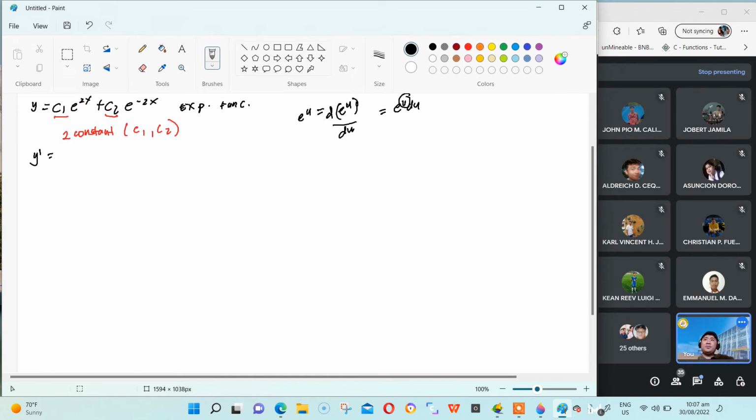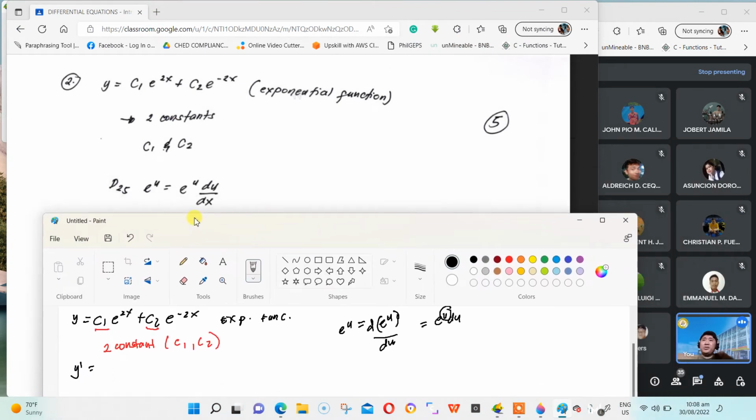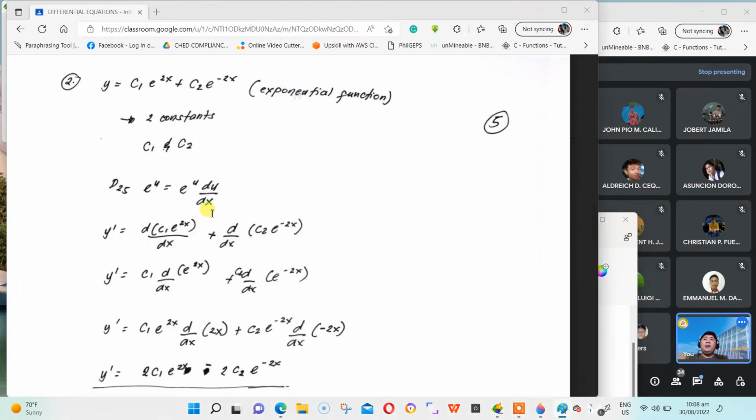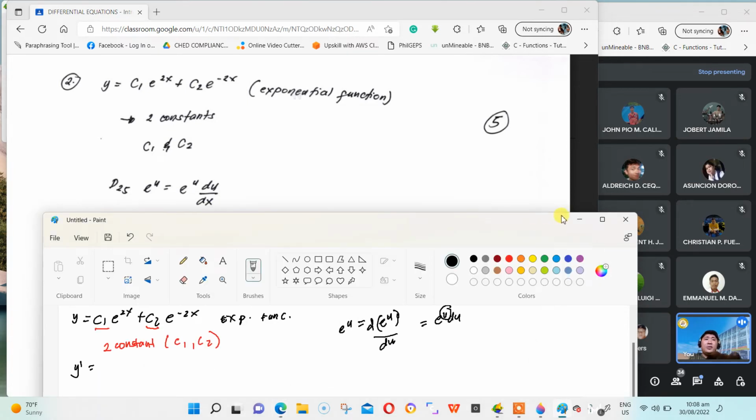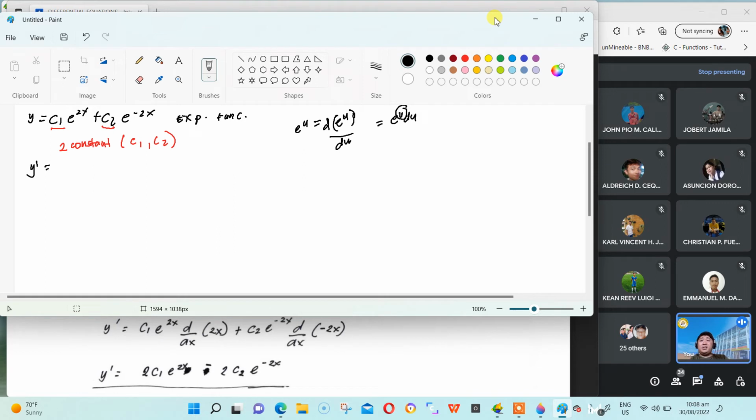And what will we do? Here, I posted the derivative formula, number 25 in Peterson's book, the orange book. So the derivative of e to the u is e to the u du over dx. Since this is with respect to x, that's why I put dx, like dy dx and so on. From there, you just derive it. Expecting you have already recalled it, what is the derivative of c sub 1 times e to the 2x?